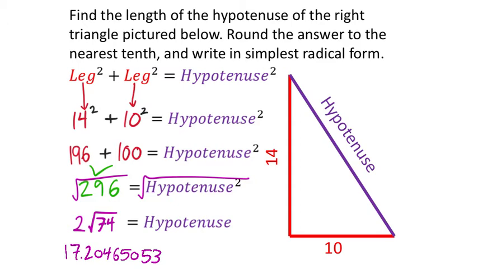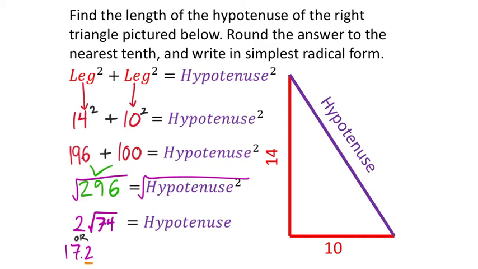On this one, it said to round to the nearest tenth, which is where the 2 is right there. So I look one place value to the right, which is a 0, which means the 2 is going to stay the same, and I can get rid of everything else to the right of that place value. So 17.2 would be the decimal form rounded to the nearest tenth. 2 times the square root of 74 is more exact, but either way, okay? There are our 2 answers.